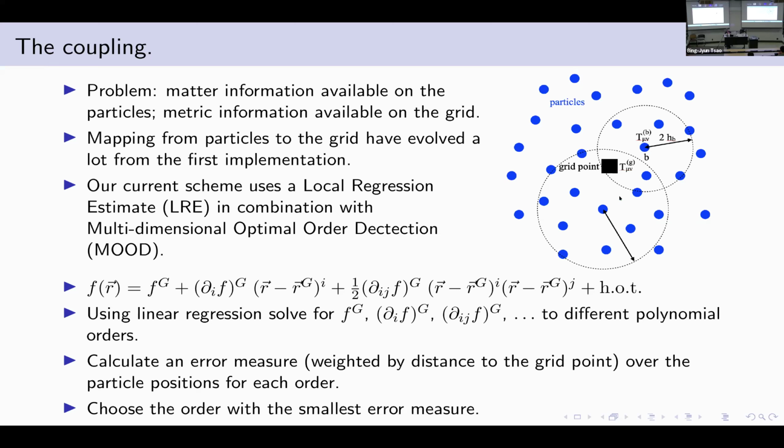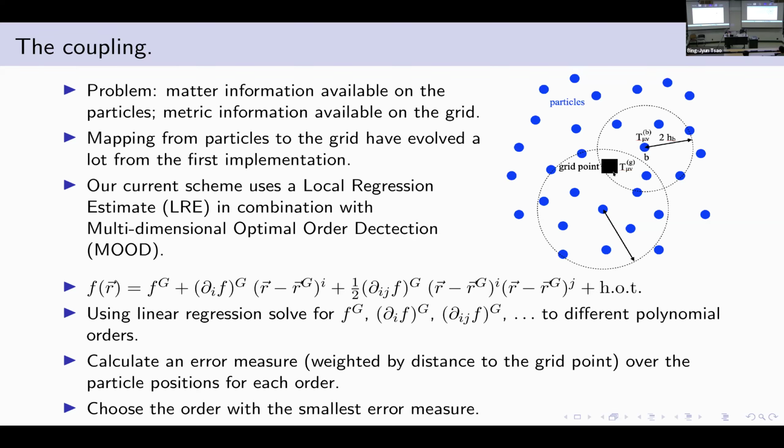Then we can calculate an error measure simply by evaluating the expansion at the particles and seeing how much it deviates from the value that we actually have on the particles. Again, this is weighted by the smoothing kernel with the distance to the grid point. Then we can simply choose the order with the smallest error measure to ensure that we get the most accurate result for the quantity here.